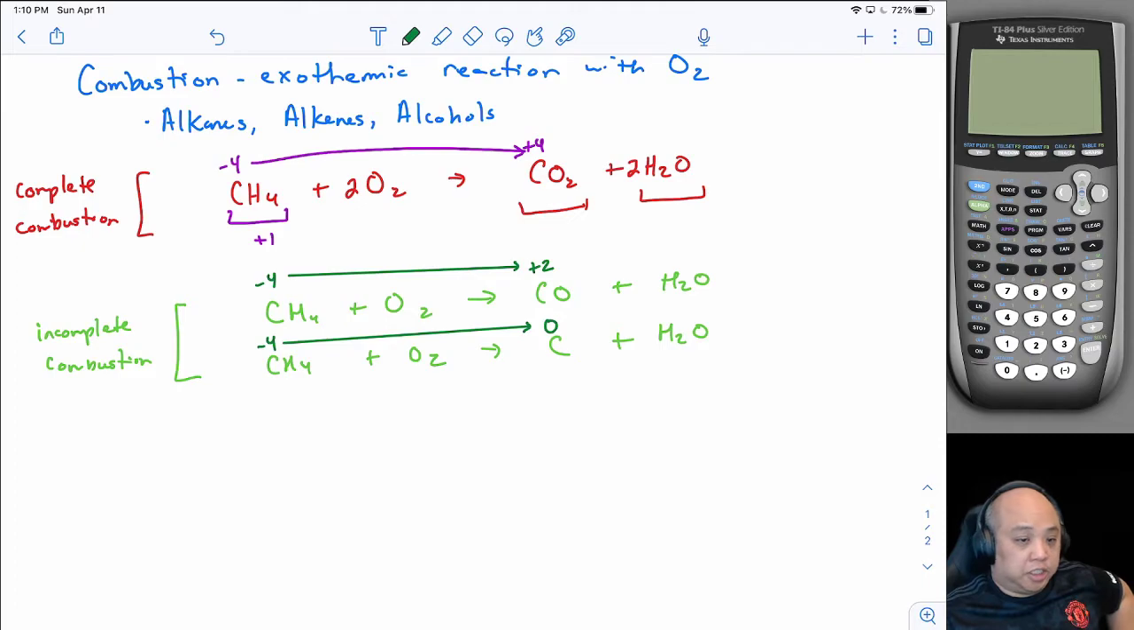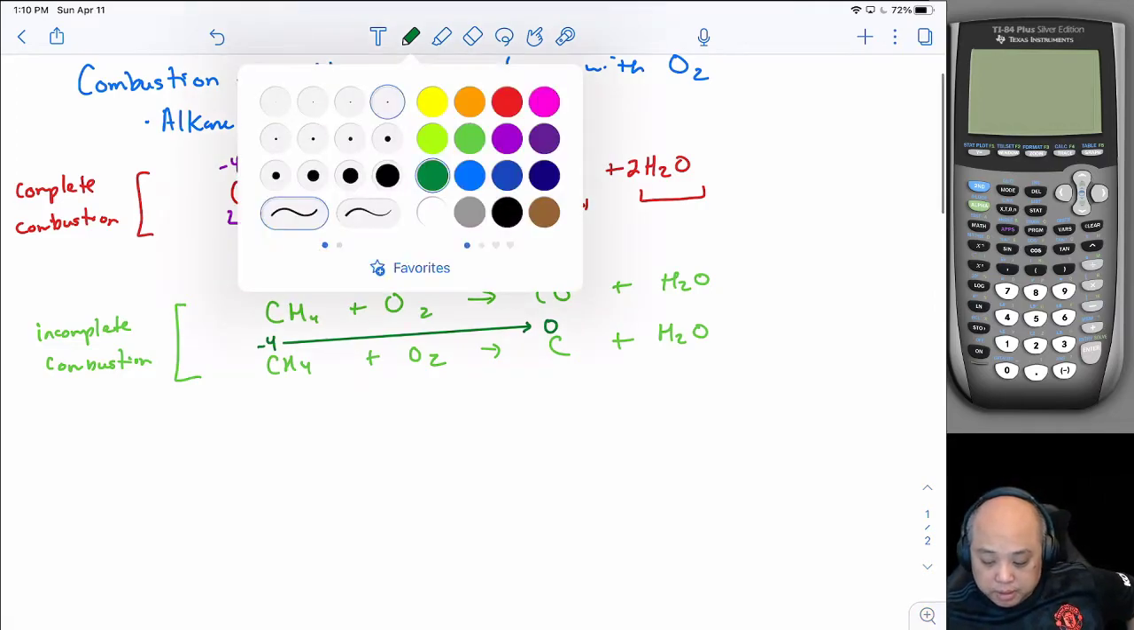And you notice that change in oxidation numbers ties back to topic 9 with reduction oxidation reactions. So keep that in mind. That's a connection you want to think about with oxidation numbers, of why it's called complete combustion versus incomplete combustion.